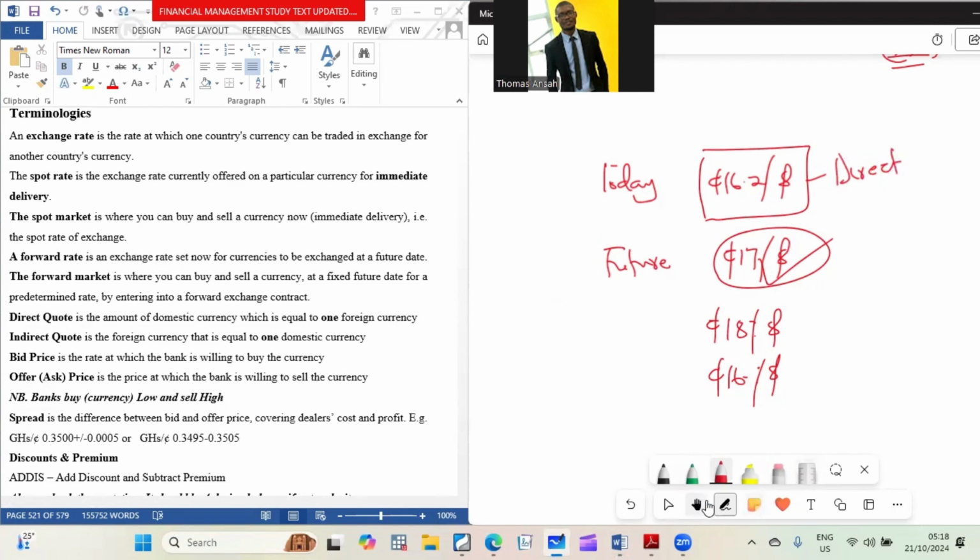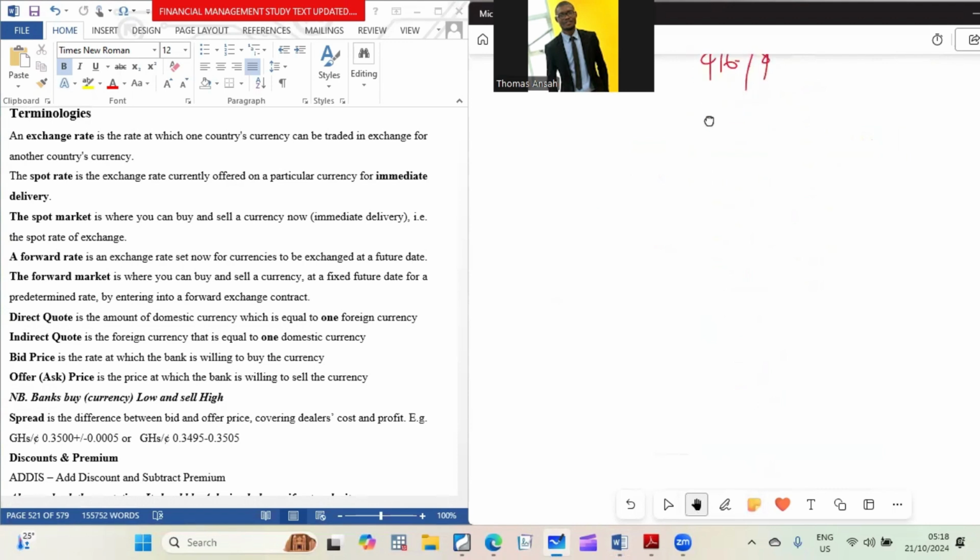All right. And when you go to the bank or a forex bureau, you see on their board two prices, something like 14.6120, and it is always quoted in 4 decimal places. All right, take note of that. And you have is to 16.2000.